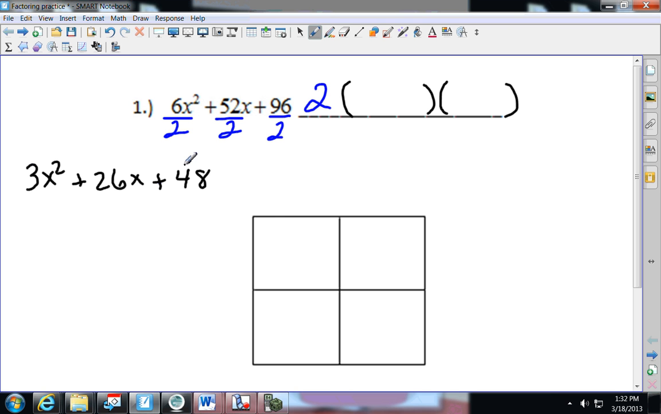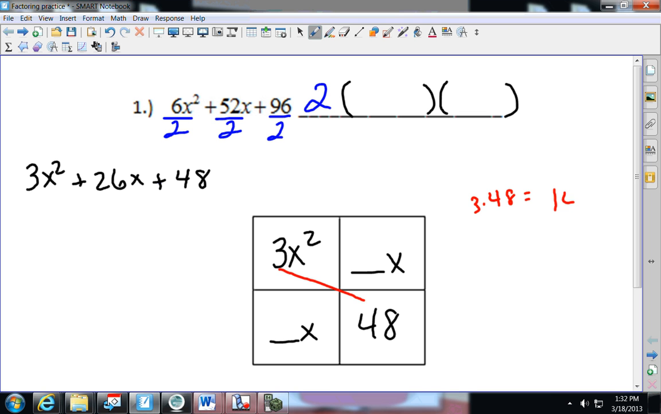Now this is what I put in the box. I'm going to put in there 3x squared and 48. Something x, something x. Now take 3 times 48. It's 144. I need the factors of 144. I know off the top of my head 12 and 12, and negative 12 and negative 12. But do either of those add up together to give me 26?